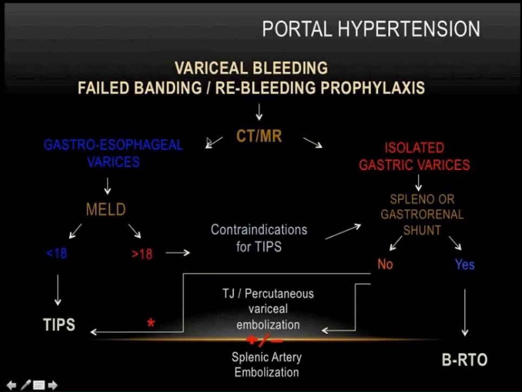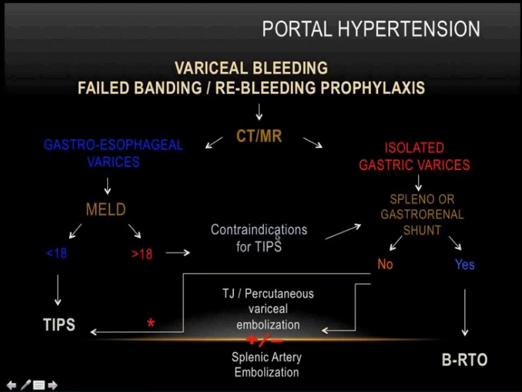So you get a CT or an MRI, whatever you want to do, depending on the patient. And if the patient has only gastroesophageal varices, or mainly gastroesophageal varices, you calculate a MELD score. If the MELD score is more than 18, it's a contraindication for a TIPS. It's not really a contraindication per se, like 100%. But you know that more than 18 is not going to do well, or more than 24 for sure is a contraindication. But more than 18, it's not going to do too well. So you want to try to avoid a TIPS if you can. But if the patient has less than 18, there's no question. You're going to go straight to a TIPS. So that's what is here.